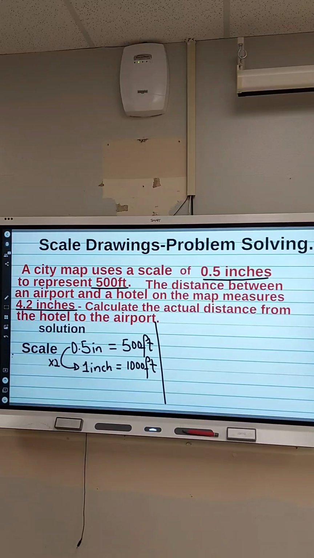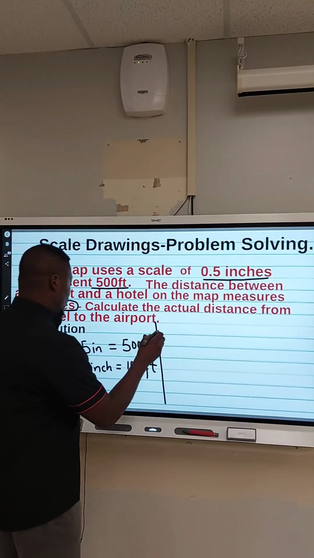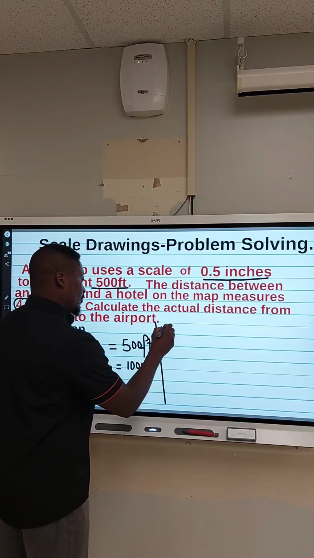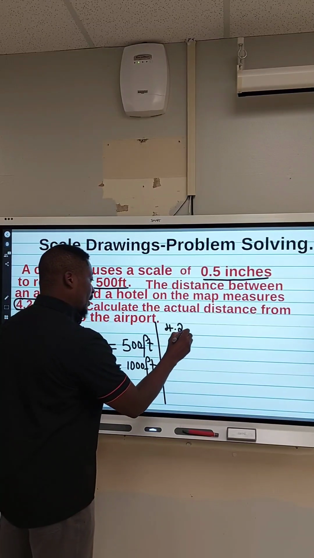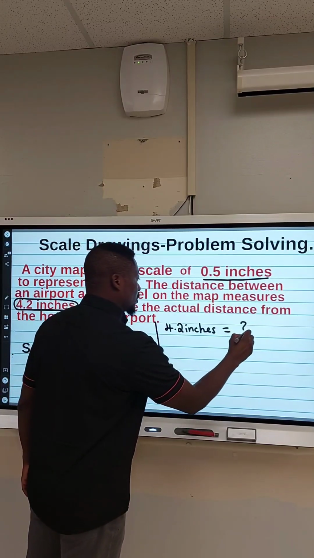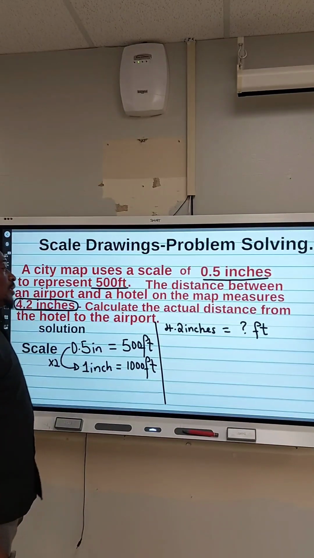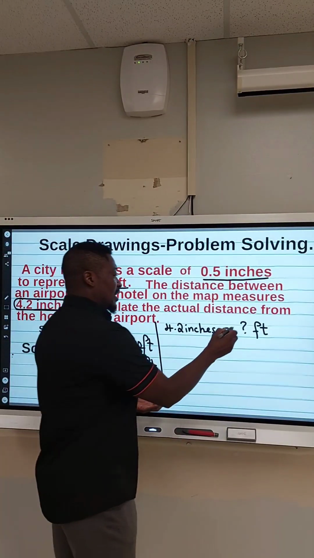All right, that said, we want to find the actual distance of 4.2 inches on the map. So the actual distance will be 4.2 inches equals blank feet. Okay, so we want to fill in this gap.